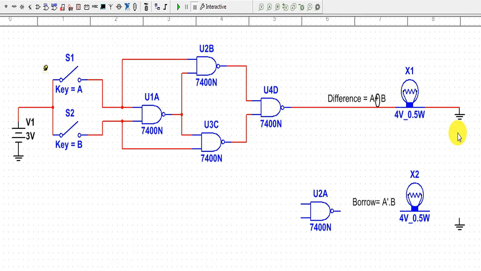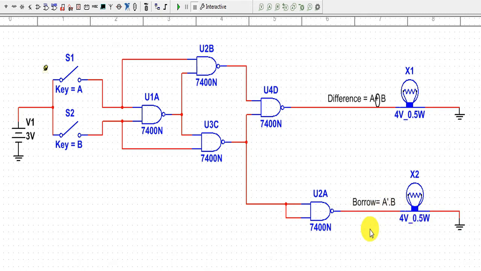Now for connecting the borrow bit, we will take the output coming from the third NAND gate, and this will be connected into another NAND gate. But here we require a NOT gate, so we can make a NAND gate into a NOT gate by making both of the inputs common. Now this will act as the borrow bit, and we will connect the output to the positive terminal of the LED, and the negative terminal is connected to the ground. So this is the overall connection.